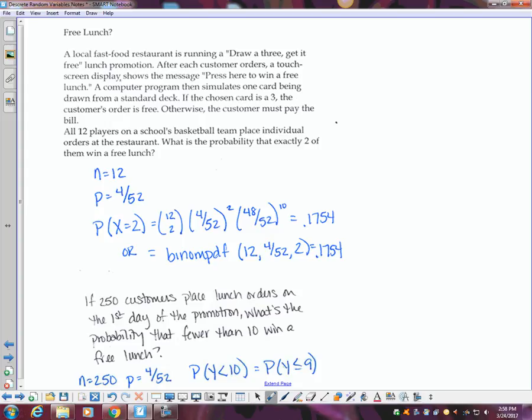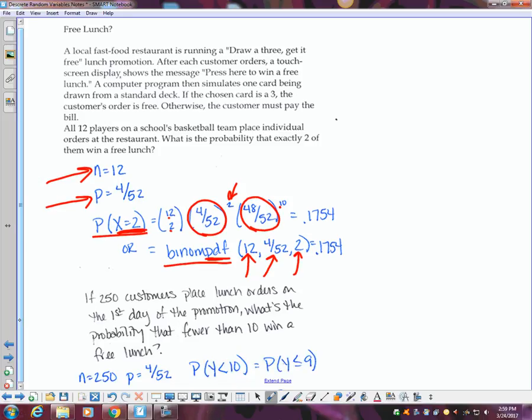This would be a great free response question. I've got 12 players. To draw a 3, the probability is 4 out of 52. I want exactly 2 to get a free lunch. So I'm going 12 choose 2. Probability of success, I want 2 of them, which means failure. Make sure you see where that number comes from. And I want 10 failures. Or I can use binomial PDF, because it's not an inequality, it's an equal to. PDF, number of trials, probability of success, how many successes I want. Then a nice little sentence here at the bottom.